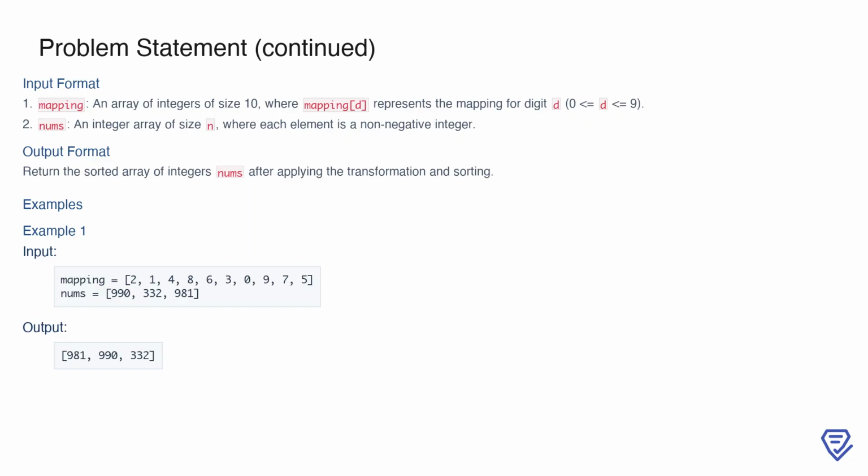Let's look at an example to make this clear. Suppose mapping equals 2, 1, 4, 8, 6, 3, 0, 9, 7, 5, and nums equals 990, 332, 981. After applying the transformation, the number 990 becomes 554, 332 becomes 888, and 981 becomes 576. When we sort these transformed values, we get 554, 576, and 888, which corresponds to the original numbers 981, 990, and 332. Therefore, the output of this example is 981, 990, 332.